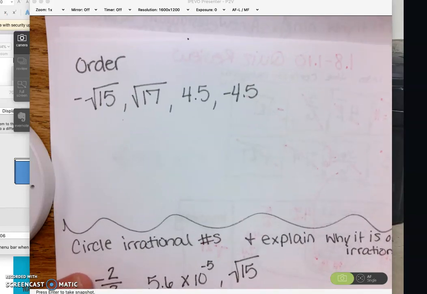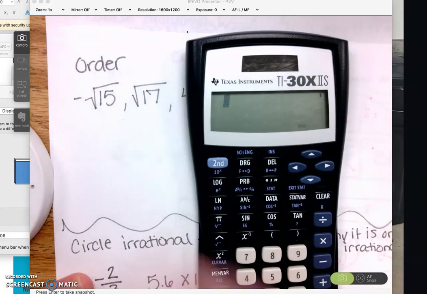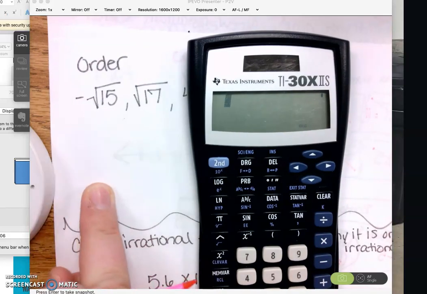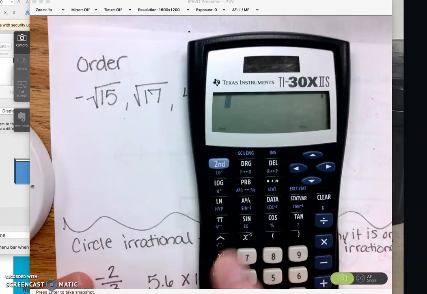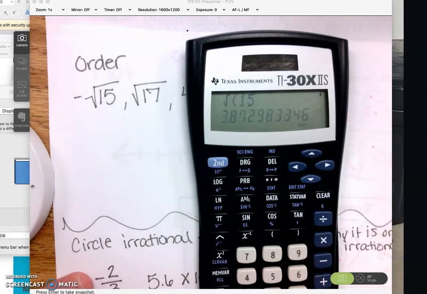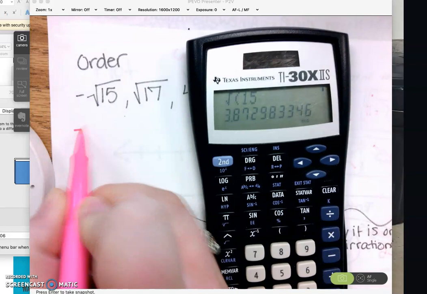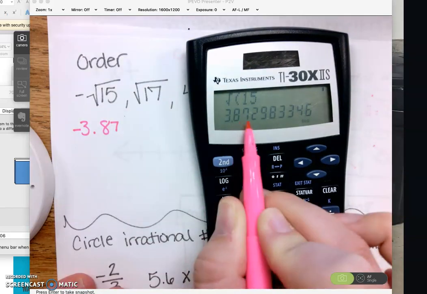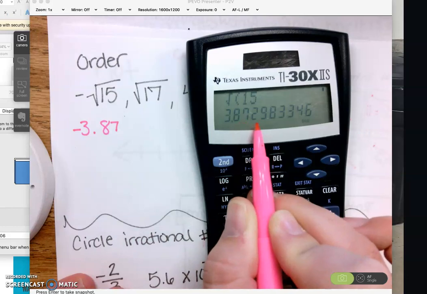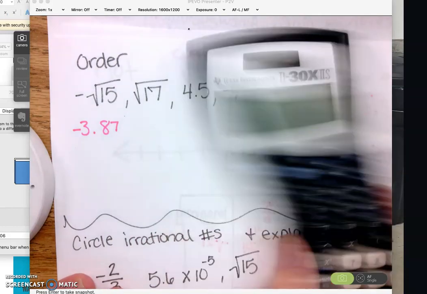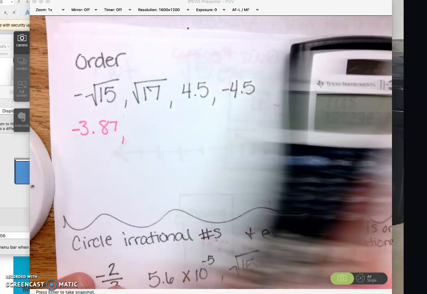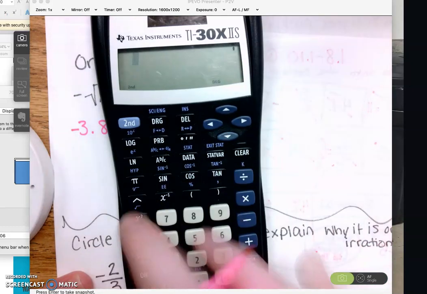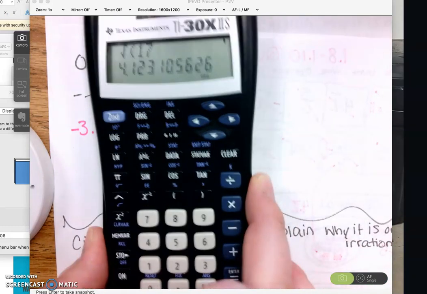Okay, the next one you're going to have to order. But again, you're going to have to put them all in the same form. Put them all as decimals. So find the square root of 15. So that's a negative, and round again. So 3.87. So I'm just going to take those two. The next one is a 2, so I'm not going to round it up. Square root of 17. 4.12.